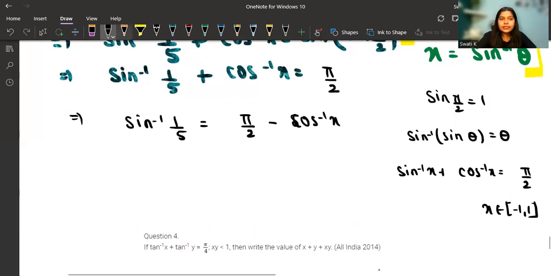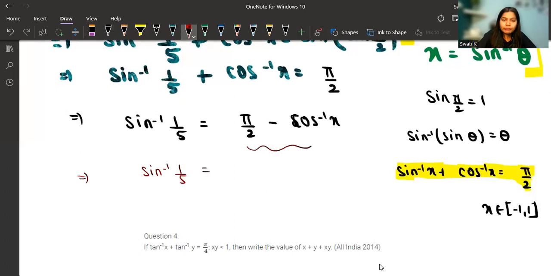So from this, can you just not see that if I just shift cos inverse x to the other side, it will become pi by 2 minus cos inverse x, right? So what will be the value of pi by 2 minus cos inverse x? Sine inverse x. And that is what I can write down here. So this became sine inverse 1 upon 5 equals, this will become sine inverse x, right? Now I have sine inverse 1 upon 5 equals sine inverse x. This implies x equals 1 upon 5, right?